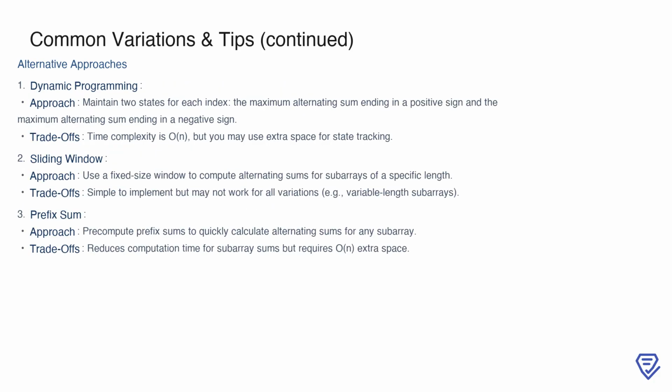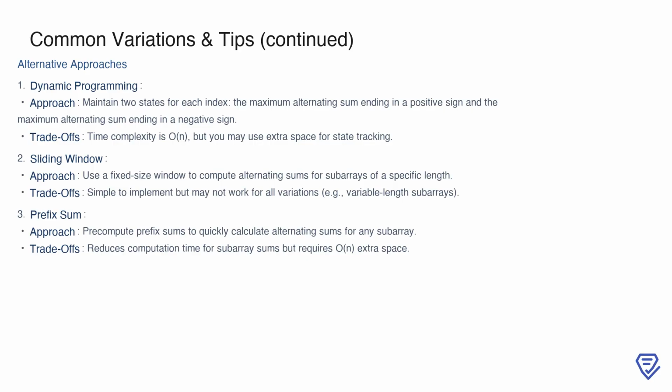There are several alternative approaches you can use to solve the maximum alternating subarray sum problem, each with its own trade-offs. A dynamic programming approach works by maintaining two states for each index, the maximum alternating sum ending in a positive sign and the maximum alternating sum ending in a negative sign. This method achieves O(n) time complexity but may require extra space to track these states.